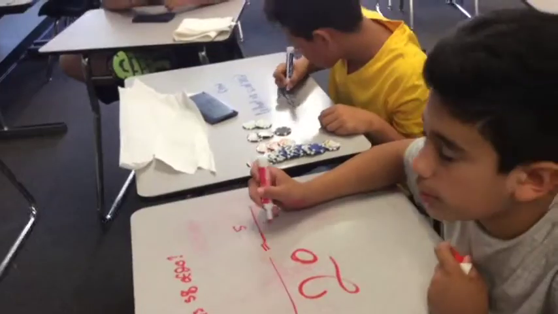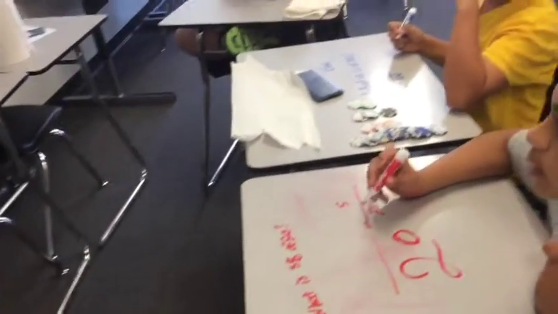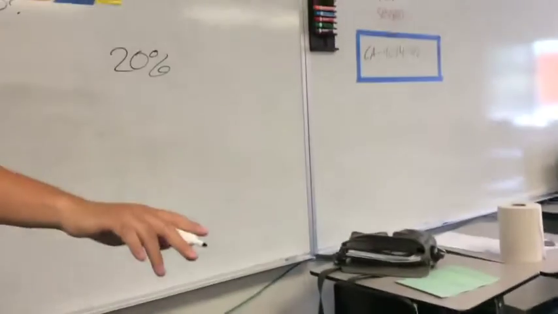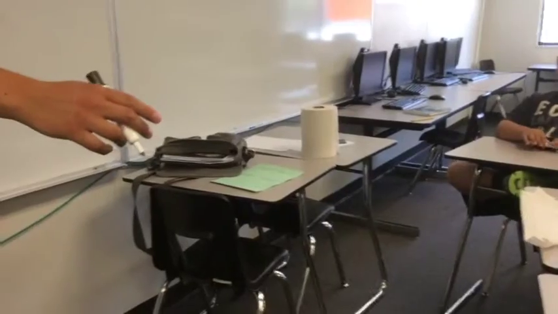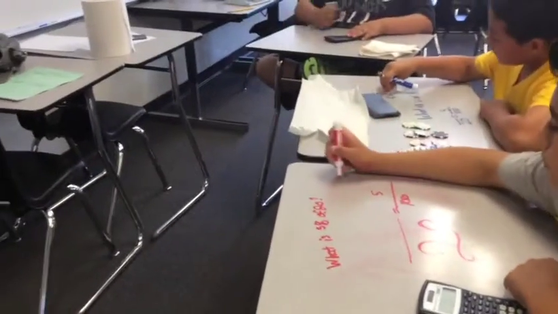So Jacob, how would you write 20% as a fraction? Put 20 on the bottom? On the bottom or the top? 20 goes on top. Here, write it. How would you write it?